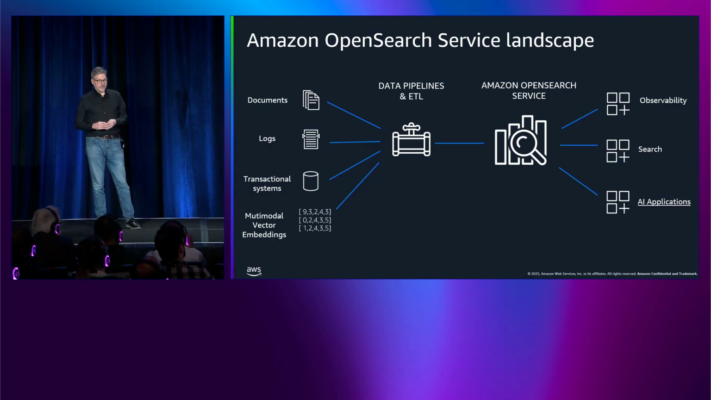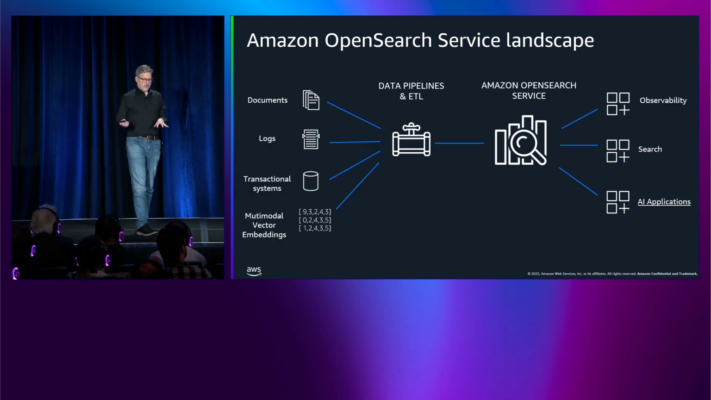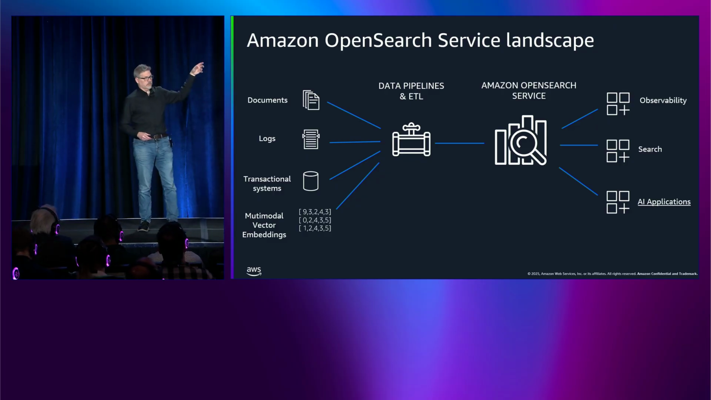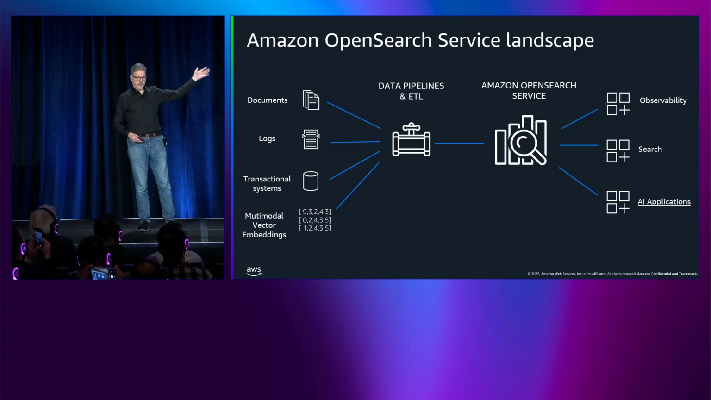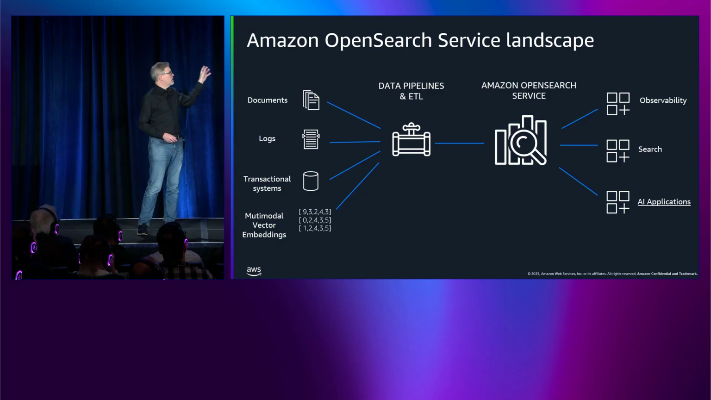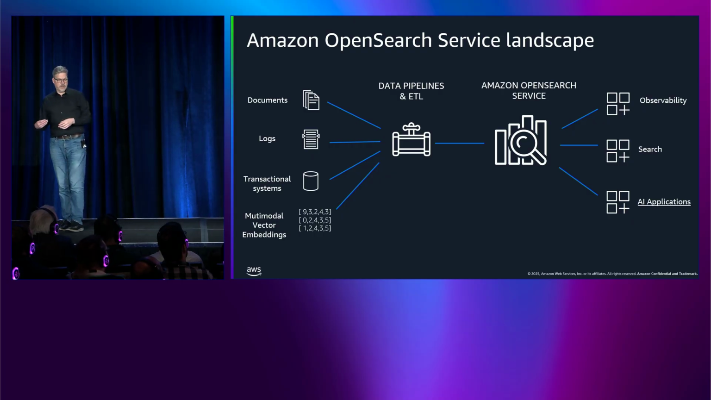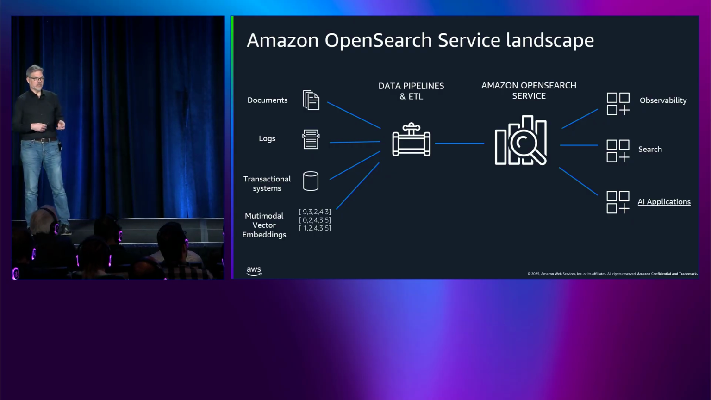So as we jump in, when you think about the landscape, most simplistically, you've got a bunch of data. That could be in the form of documents, logs, in a transactional system. It could be embeddings. It could be pictures and videos and other things we could put on here now too. I want to take that data, process it, and then eventually land on OpenSearch Service, and then vend out the use cases from OpenSearch Service to my end customers.